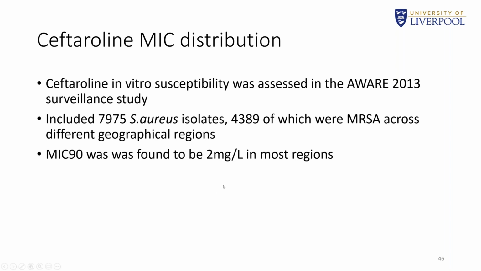The MIC90 was found to be 2 mg per litre in most regions, but there were a lot of geographical differences. So it's another thing to consider and take into account: you might need to look at this against different geographies of where you expect the drug to be used.